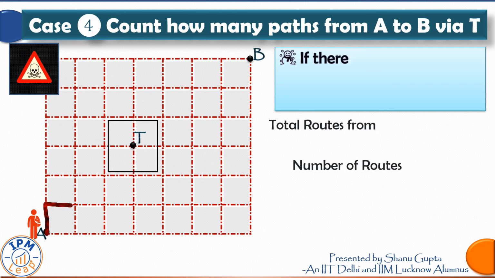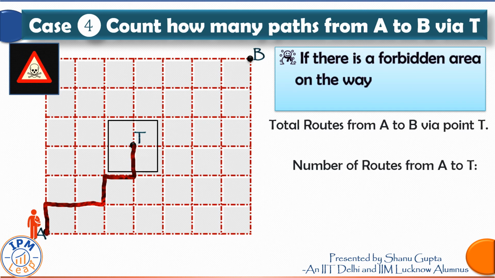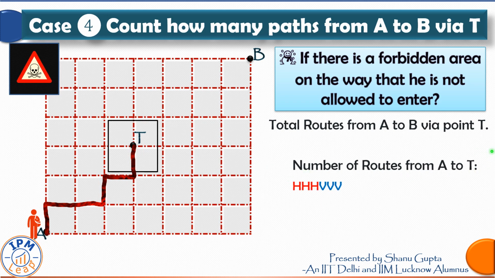So how many total routes from A to B via point T? Count separately the number of routes from A to T. 3 horizontal and 3 vertical steps. Number of routes will be 6 factorial upon 3 factorial 3 factorial. That is 6C3, which is equal to 20 routes.